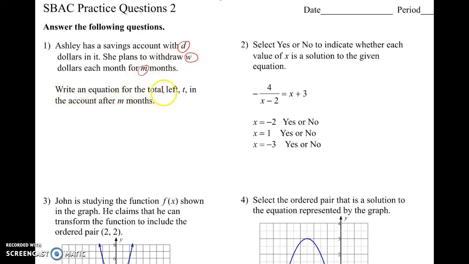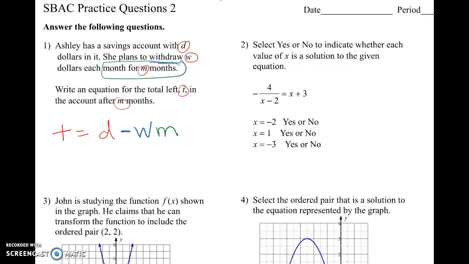Write an equation for the total left T, so her total left, in the account after T months. So her total is going to equal, well, let's think about this. How much does she have at the beginning? Ashley has a savings with D dollars. And withdraw, so you do need to know that withdraw is what she's taking out. So she's taking out W dollars. And how often is she doing this? She's doing this each month.